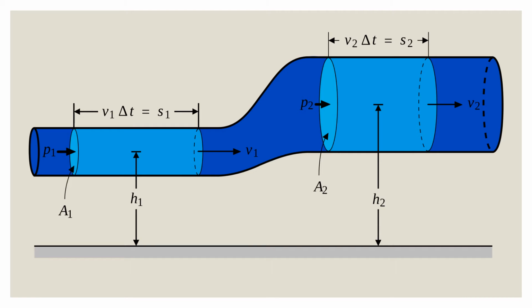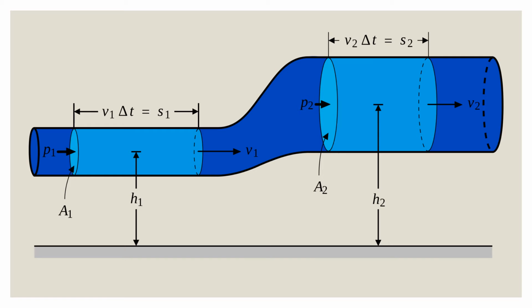Here you can see that the picture is of a pipe which has a narrow area on the left hand side and a wide area on the right hand side. You can see that there is the pressure P1 exerted on the left hand side with the area A1, and the fluid covering the distance is given by S1 is equal to V1 delta t. The fluid flowing through this cross-sectional area is with the velocity V1.